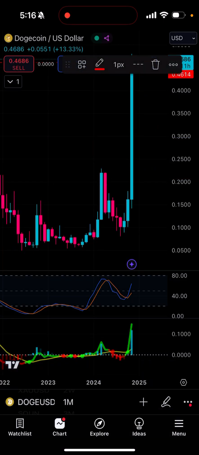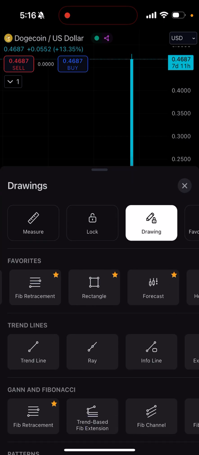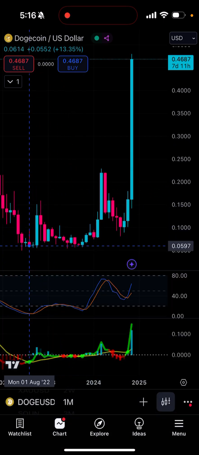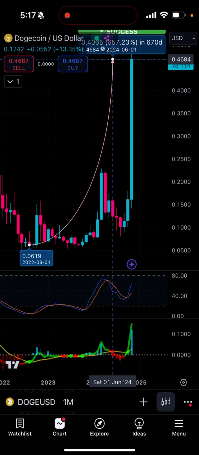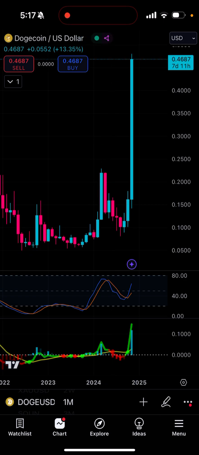There we go. Get rid of this, get rid of that. Here we go. The first time that you would have bought Doggy would be right here. You would have purchased Doggy at the close at 6 cents. You would have currently been up 657%, or roughly a 6.5x, right?